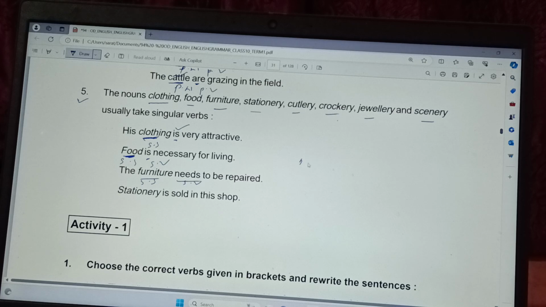We said, guys, need and needs, do not confuse them. Need and needs: look at this, guys. Need is the plural verb, needs is the singular verb. The furniture, that means a singular subject, needs to be repaired; needs is a singular verb. Stationery is sold in this shop. Stationery is a singular subject, so is is a singular verb. Stationery dash sold in this shop. Stationery is sold in this shop.